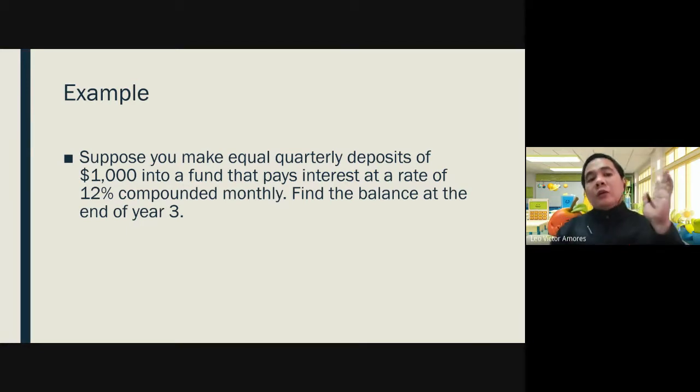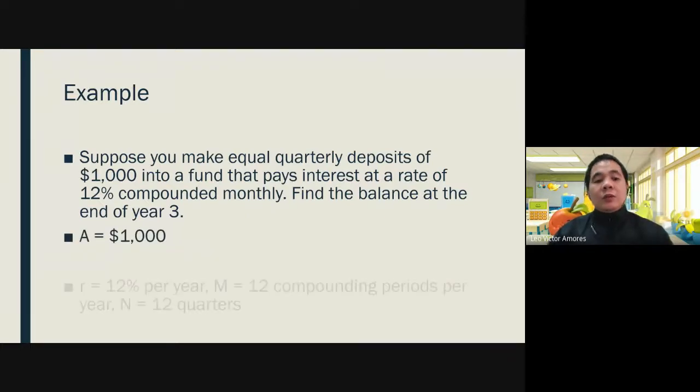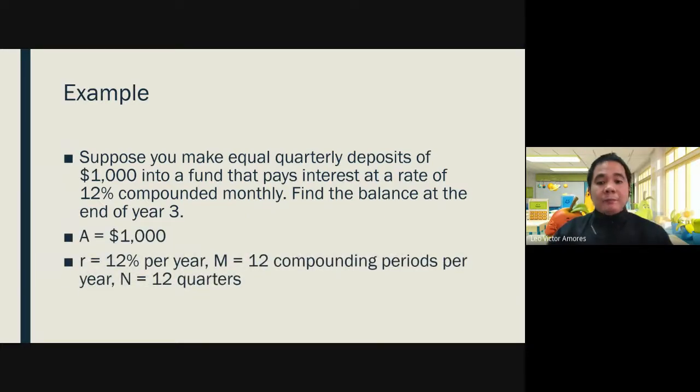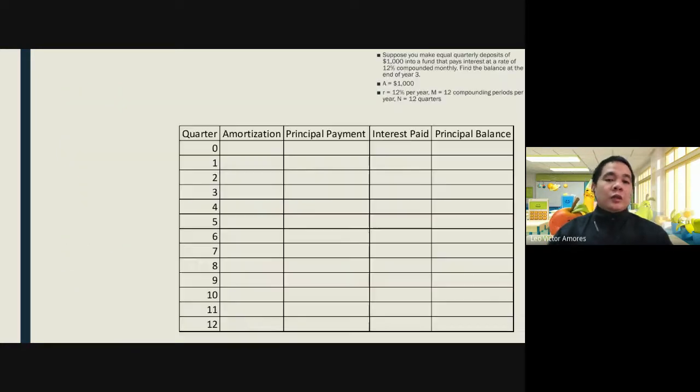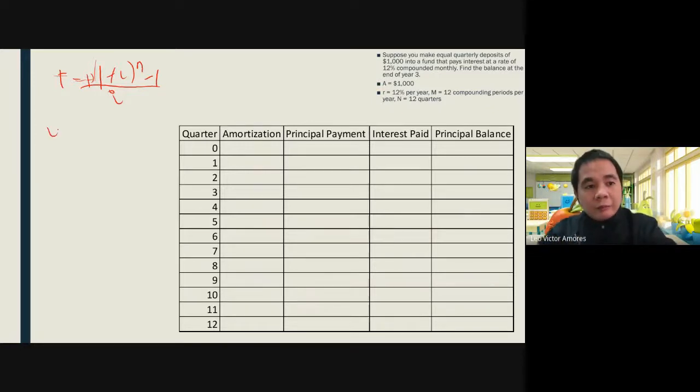So if you are paying a value of 1,000 per quarter, what is the value at the end of year 3? So A is equal to 1,000, R is equal to 12% per year, 12 compounding periods per year, and N is equal to 12 quarters. So we very well know that F is equal to 1 plus i to the exponent of n minus 1, multiplied by the annuity over i.